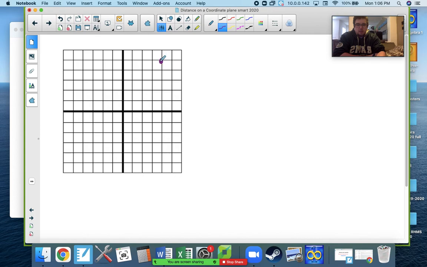So say I've got my first point here, my second point here. Actually, let's start with this one instead. Okay, from here to here, point A to point B, I'm able to count the distance between these 2 points because they're following the grid.